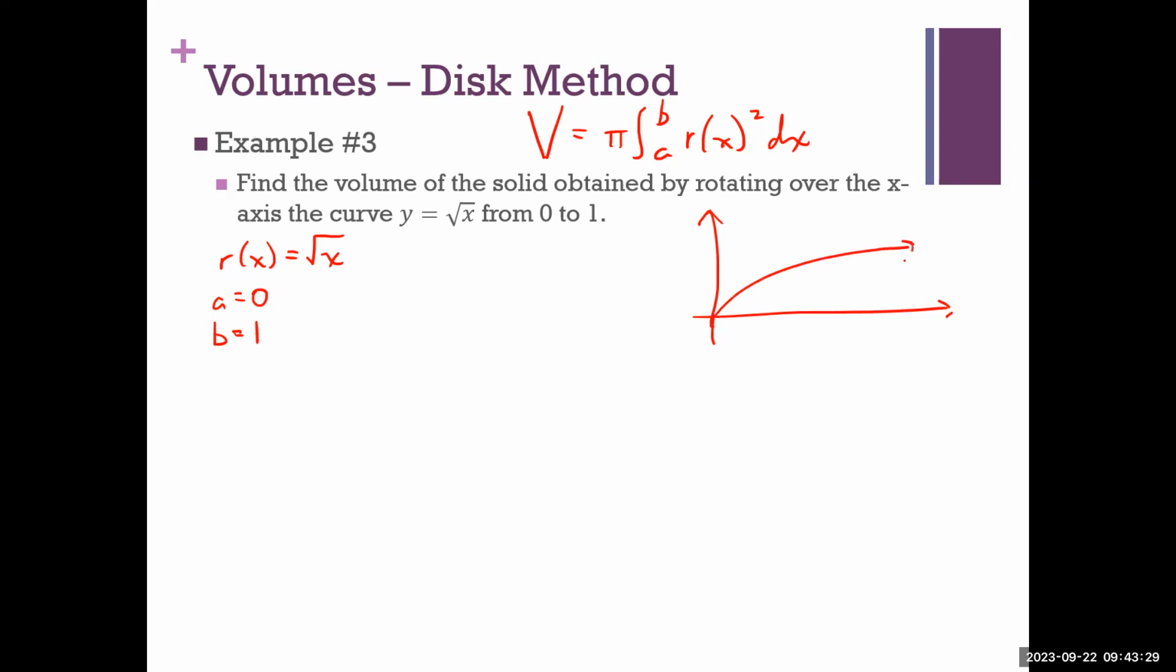Basically what's going on here is this square root function. I'm going to look at it from 0 to 1. No matter where I draw these rectangles, the radius is going to be the height of this function minus the height of the x-axis, which is just 0. So because of that, I can set up my integral like this. The volume is equal to pi times the integral from 0 to 1 of radical x squared dx. So pi times the integral from 0 to 1 of x dx.